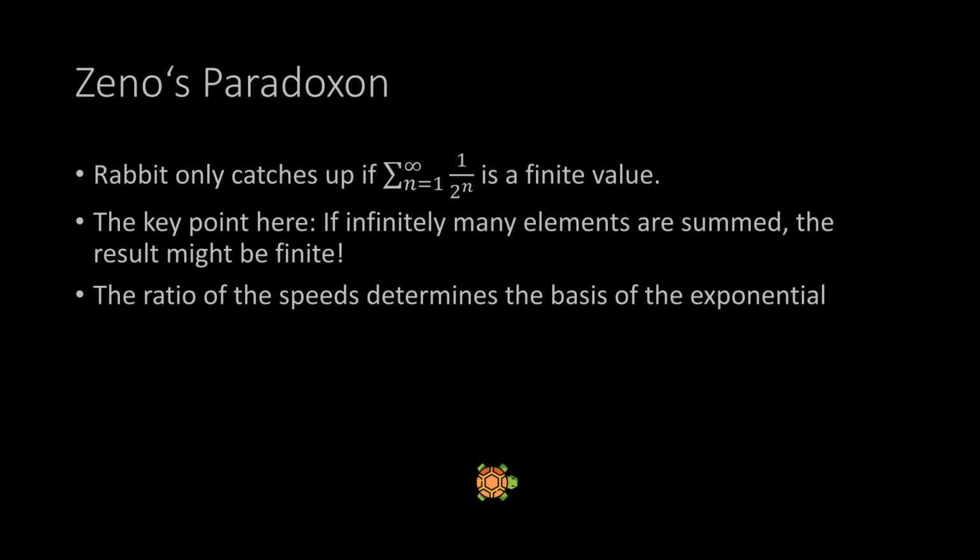As a little addition, it's 2 to the power of n because the ratio of the speeds is 2 to 1. If we changed them, we would get a different base below the exponent. And if you just have them at the same speed, it would be 1 divided by 1 to the power of n, which is simply 1. And the infinite sum over 1 would not be a finite value. So the question is, is it a finite value if we have 2 to the power of n?